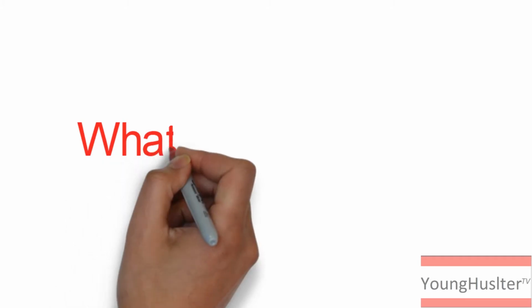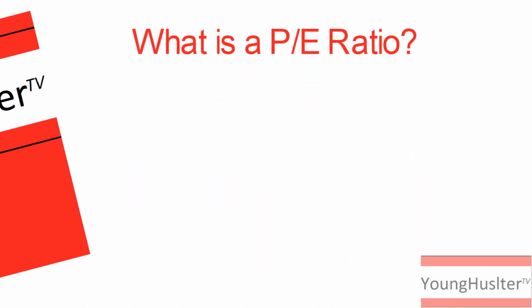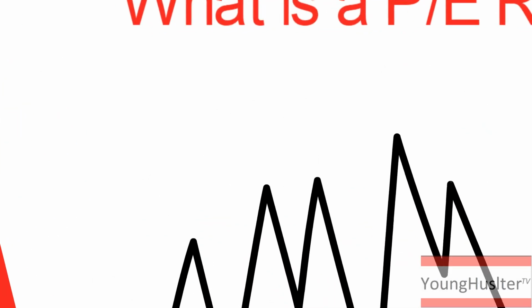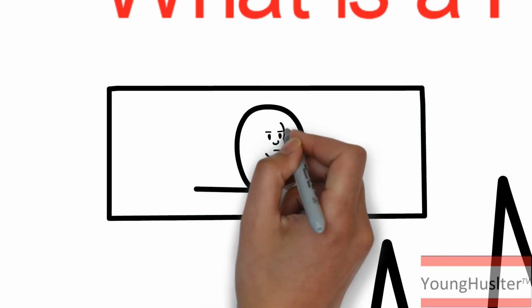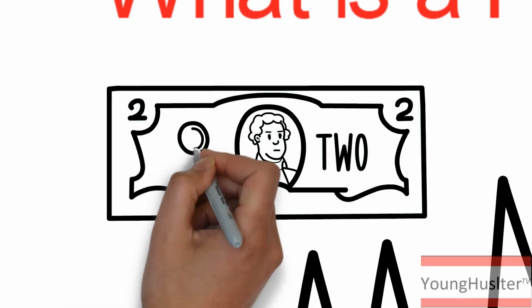And in today's episode, we're going to be taking a look at the importance of PE ratios and what they are and how they relate to the stock market. So the PE ratio is something used by investors to gauge the true value of a stock and to see if it's at a fair price, it's overpriced, or it's underpriced.